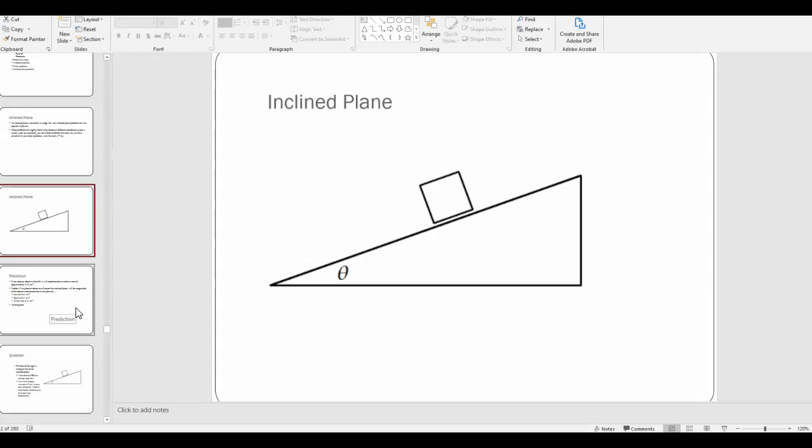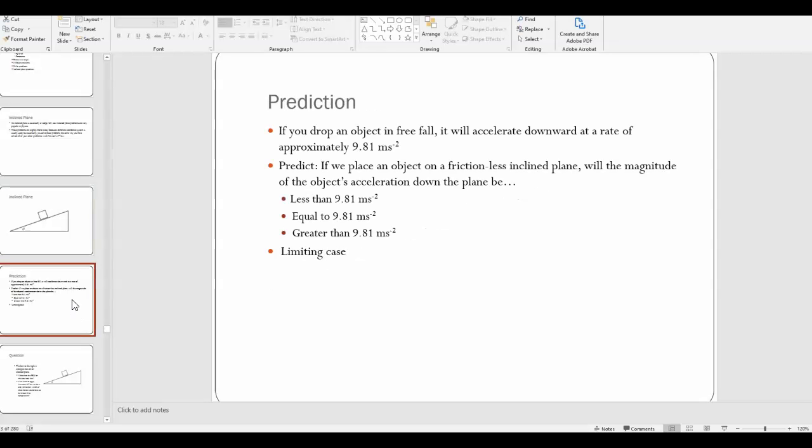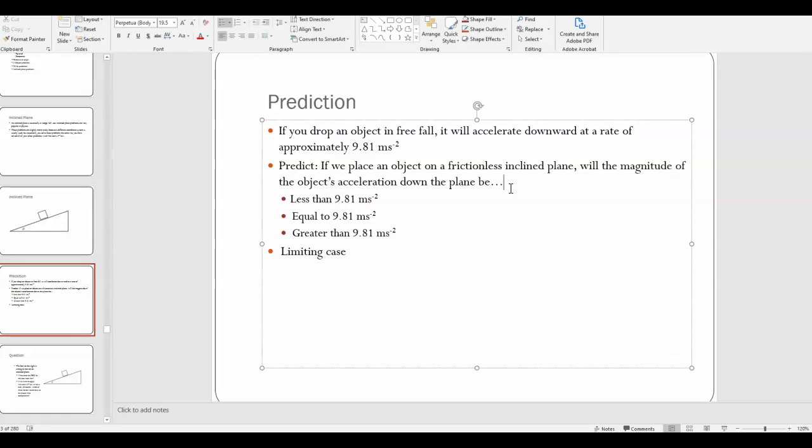What I want you to think about is this. I want you to make a prediction. If you place an object on a frictionless inclined plane, and the only thing pulling it down the plane is gravity, it's going to have an acceleration. Is the magnitude of that acceleration less than g, equal to g, or greater than g? I want you to think about that. An object on an inclined plane with no friction, would the acceleration be less than, equal to, or greater than the normal acceleration due to free fall?